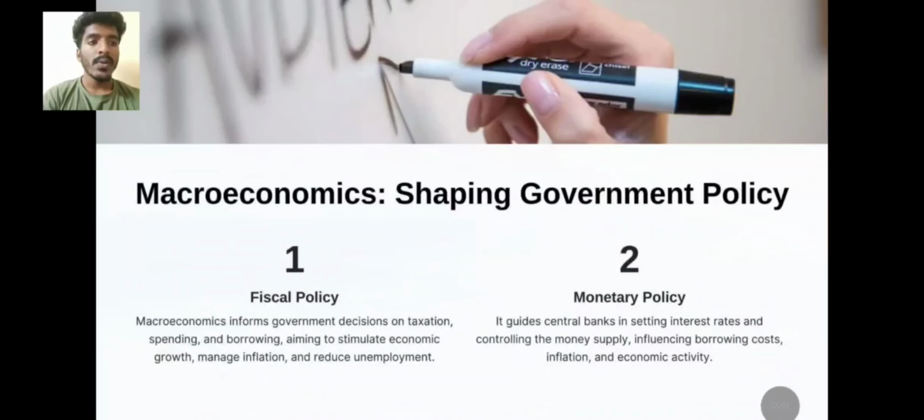Macroeconomics shaping government policy. Fiscal policy. Macroeconomics informs government's decisions on taxation, spending, and borrowing, aiming to stimulate economic growth, manage inflation, and reduce unemployment. Monetary policy. It guides central banks in setting interest rates and controlling the money supply, influencing borrowing costs, inflation, and economic activity.